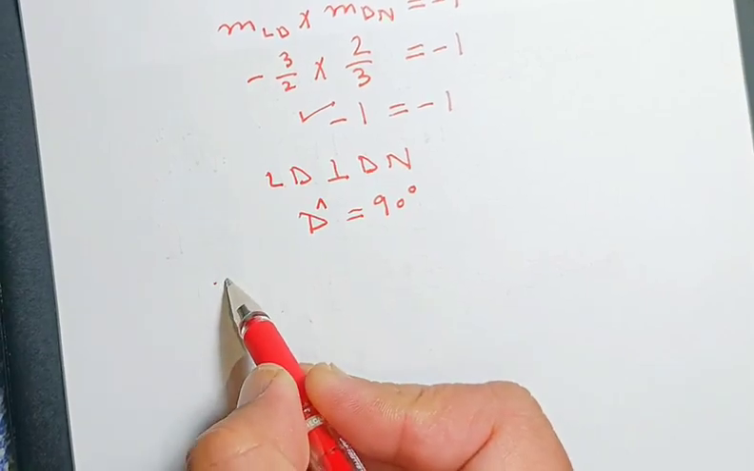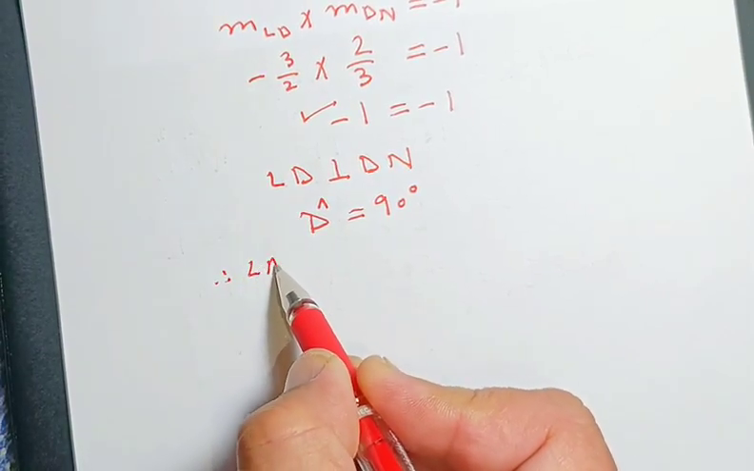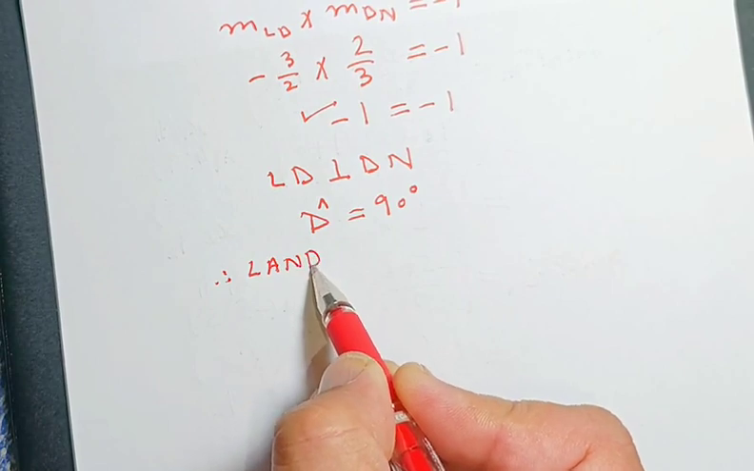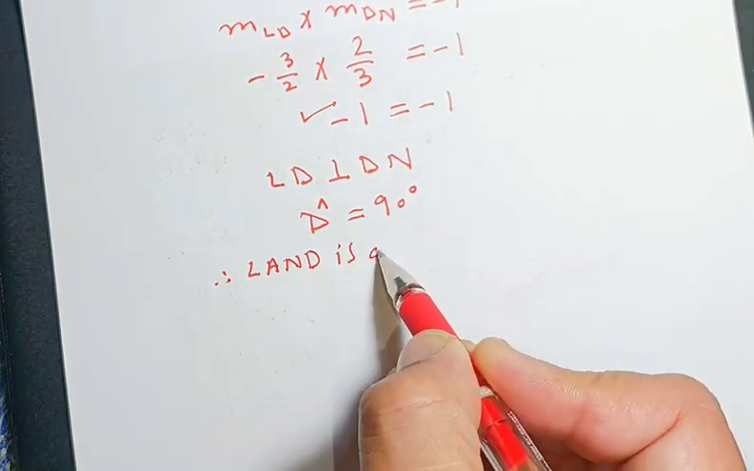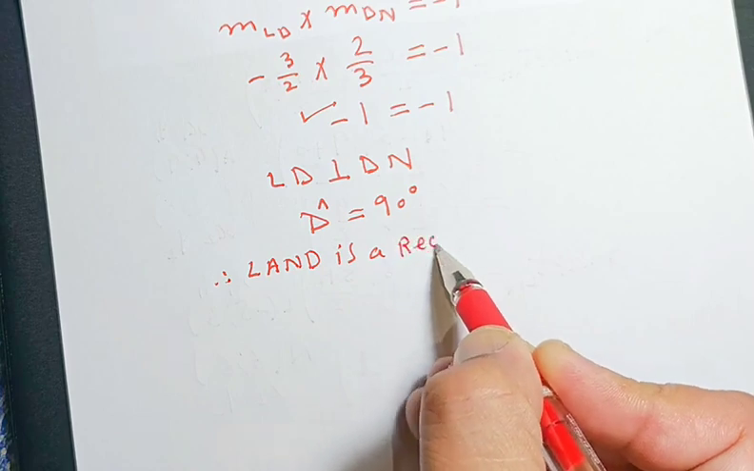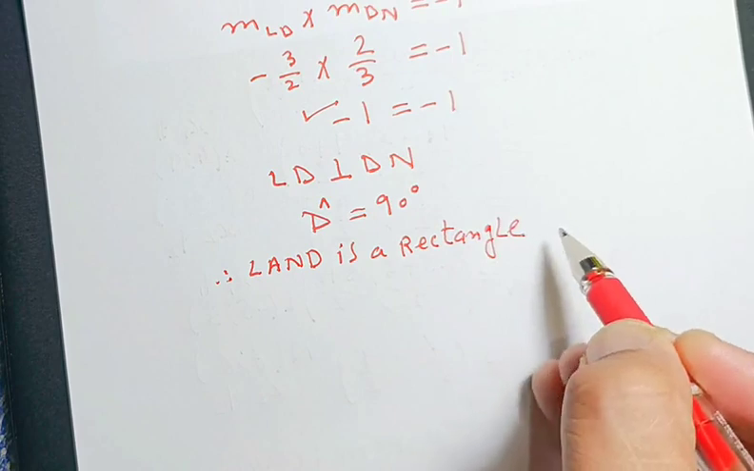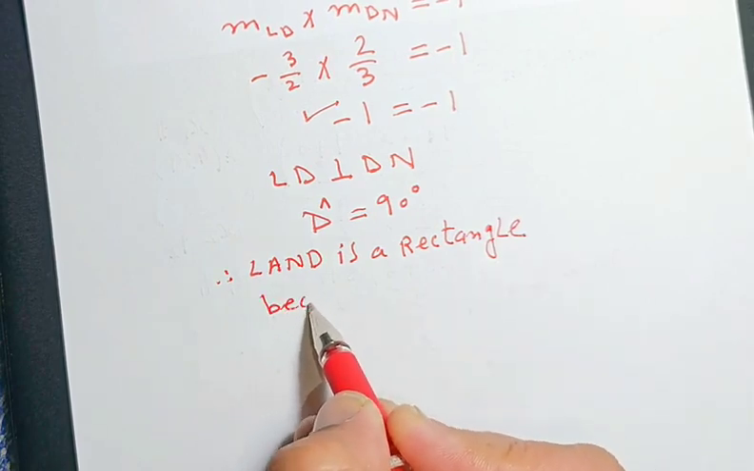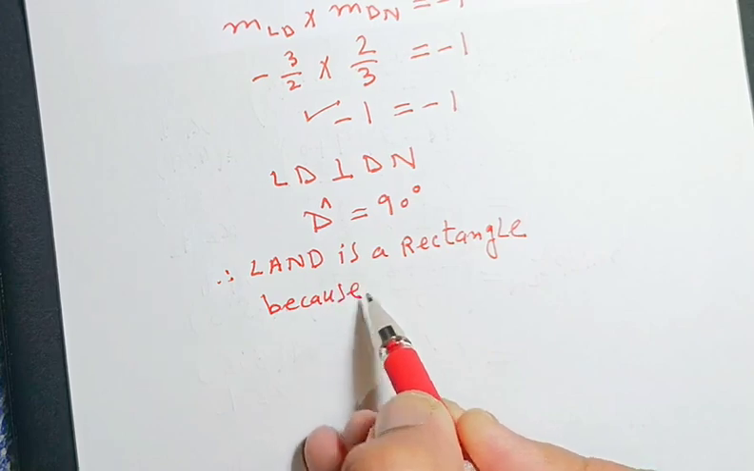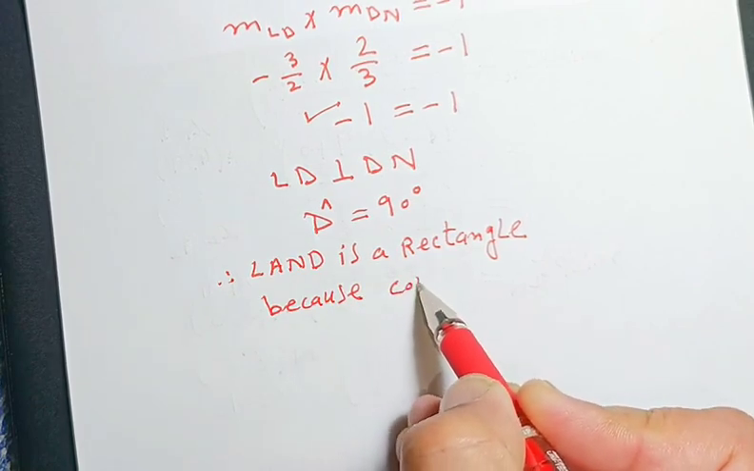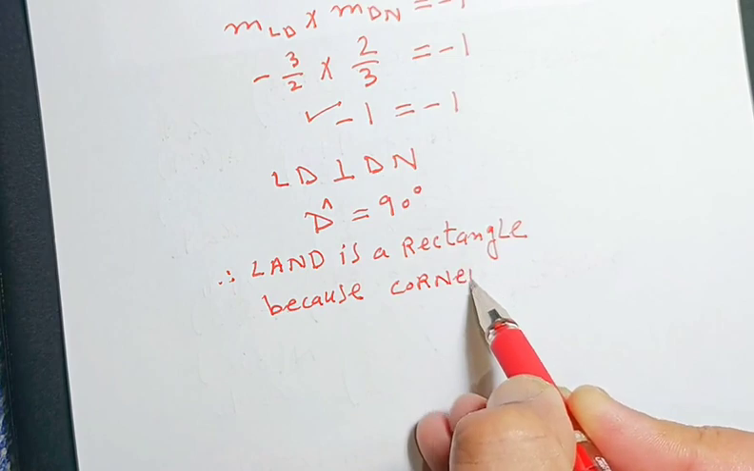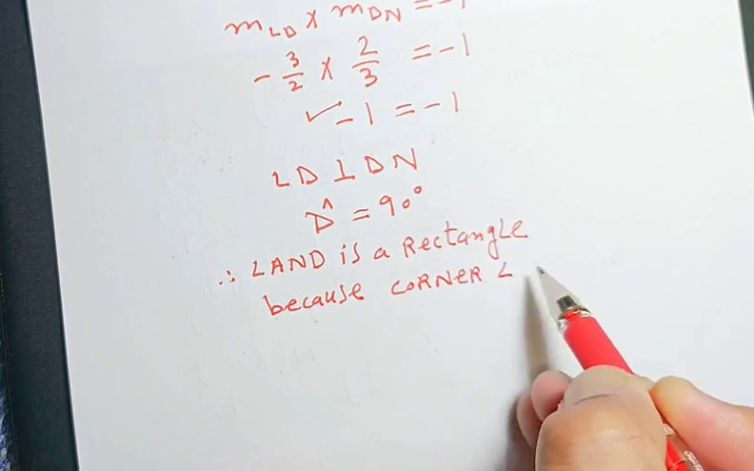So we say therefore LAND is a rectangle because, reason, corner angle is equal to 90 degree.